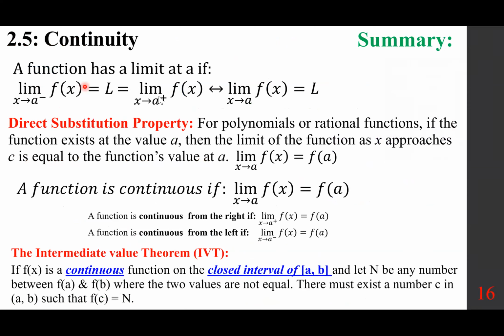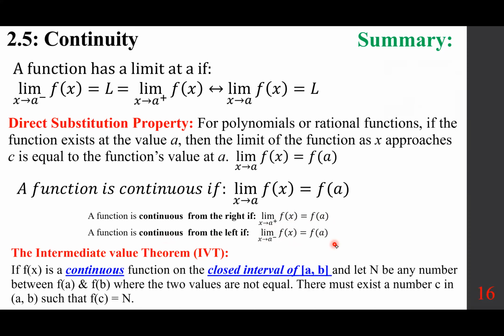So in this case, we said a function has a limit when the one-sided limits are the same. And we can do the direct substitution. Now, if the limit is equal to the functional value, then it is a continuous function at a. It is considered continuous from the right if the limit of f of x as x approaches a from the right is f of a, and continuous from the left if the limit of f of x as x approaches a from the left is f of a.